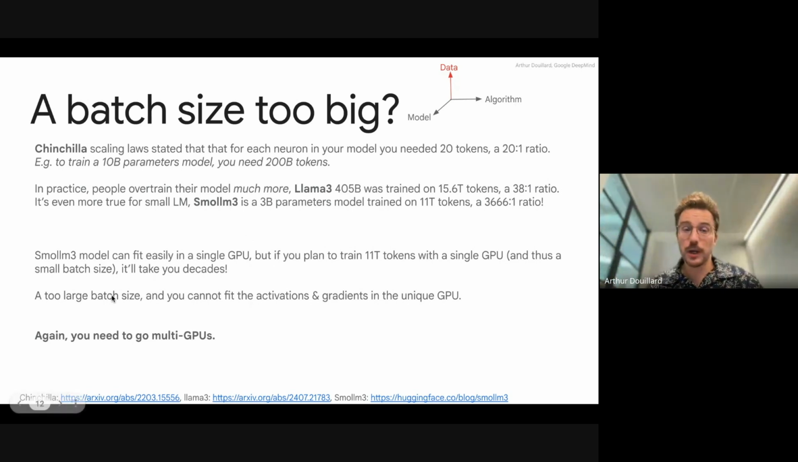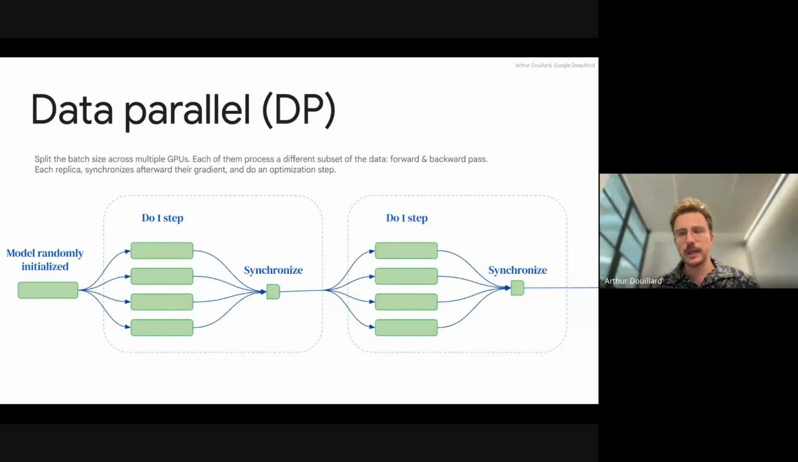So you need a much larger batch size in order to train as fast as possible and to maximally use your GPU. But you cannot fit everything on a single GPU. So then again, you need to go multi-GPU when you want to train with more data. So here it's a bit simpler than the model parallelism. Basically, everyone uses a variant of data parallel, DP. So here it's quite intuitive.